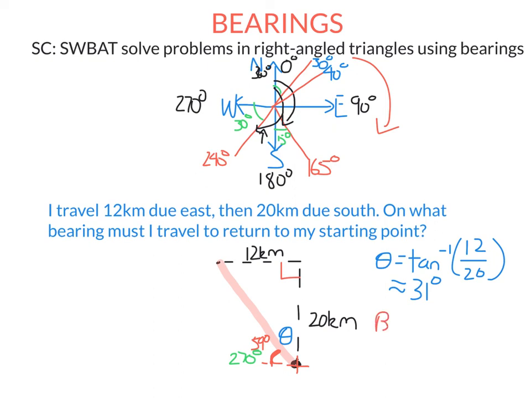So the actual bearing is not 31 degrees. It's 270 plus 59, which is 329 degrees. Another way you could have got that is by doing 360 minus 31. Either way, the bearing's 329. It should be between 270 and 360 because we're going in a northwest direction. We've gone southeast, so to go back to where we started, we need to go northwest.